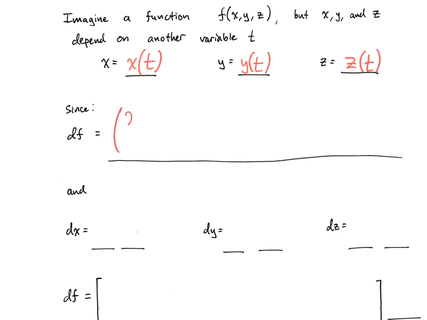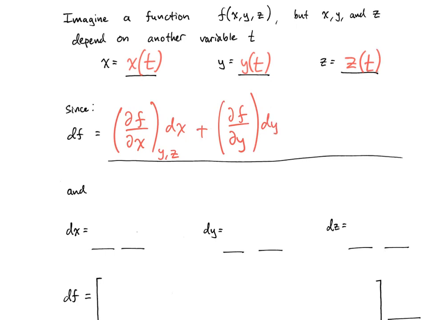Okay, let's write down our total differential for f. We saw that the total differential is partial f partial x dx, keeping y and z constant, plus partial f partial y dy, keeping x and z constant, plus partial f partial z dz, keeping x and y constant.